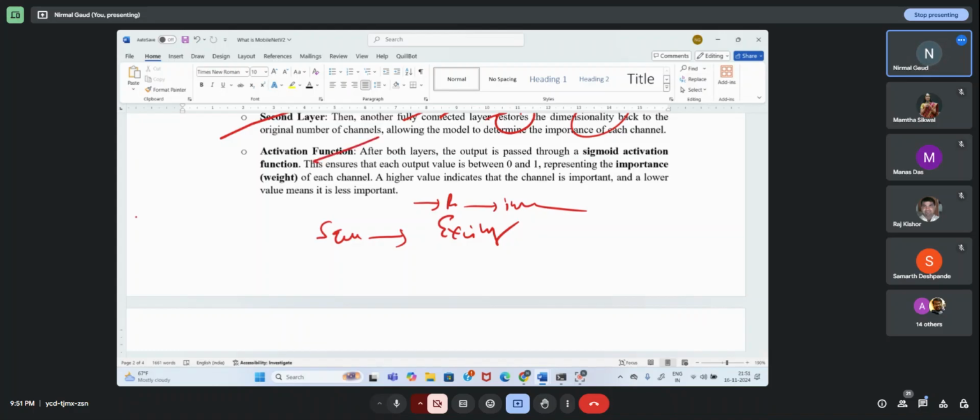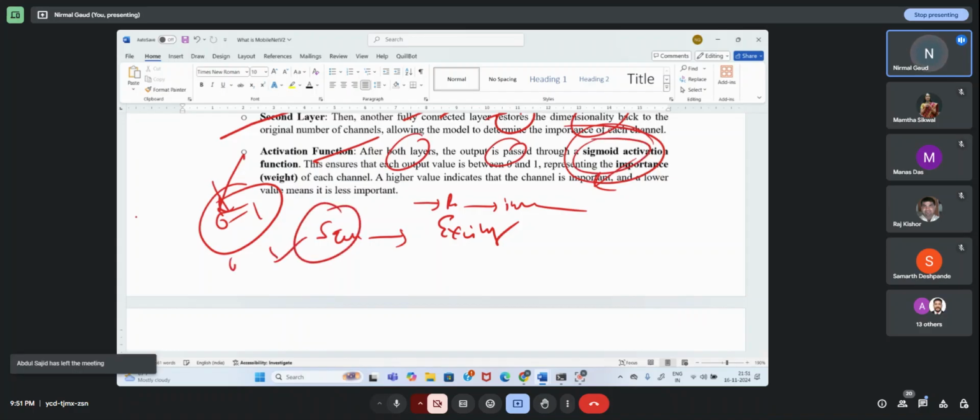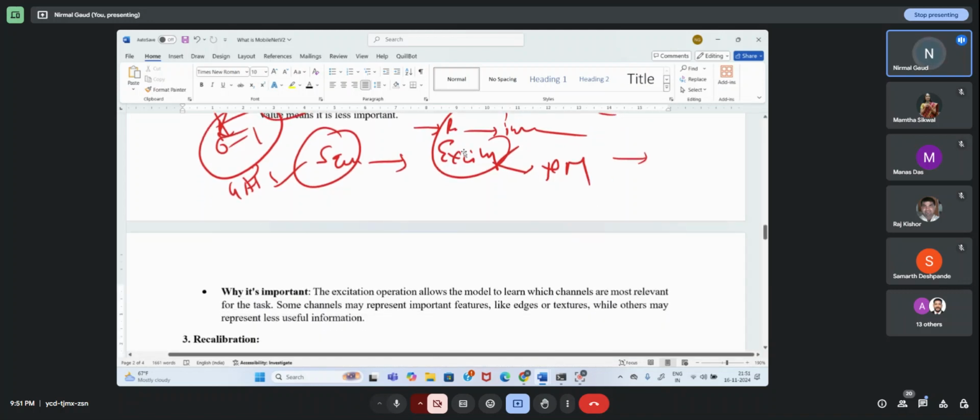Activation function: sigmoid activation function is used. Sigmoid is between 0 to 1. It gives you probability. It gives the value between 0 to 1. That is sigmoid. So both the layers will be using the sigmoid activation function. So squeeze is global average pooling. Excitation is a neural network. Then the sigmoid activation function is used. Two layers are used in excitation.